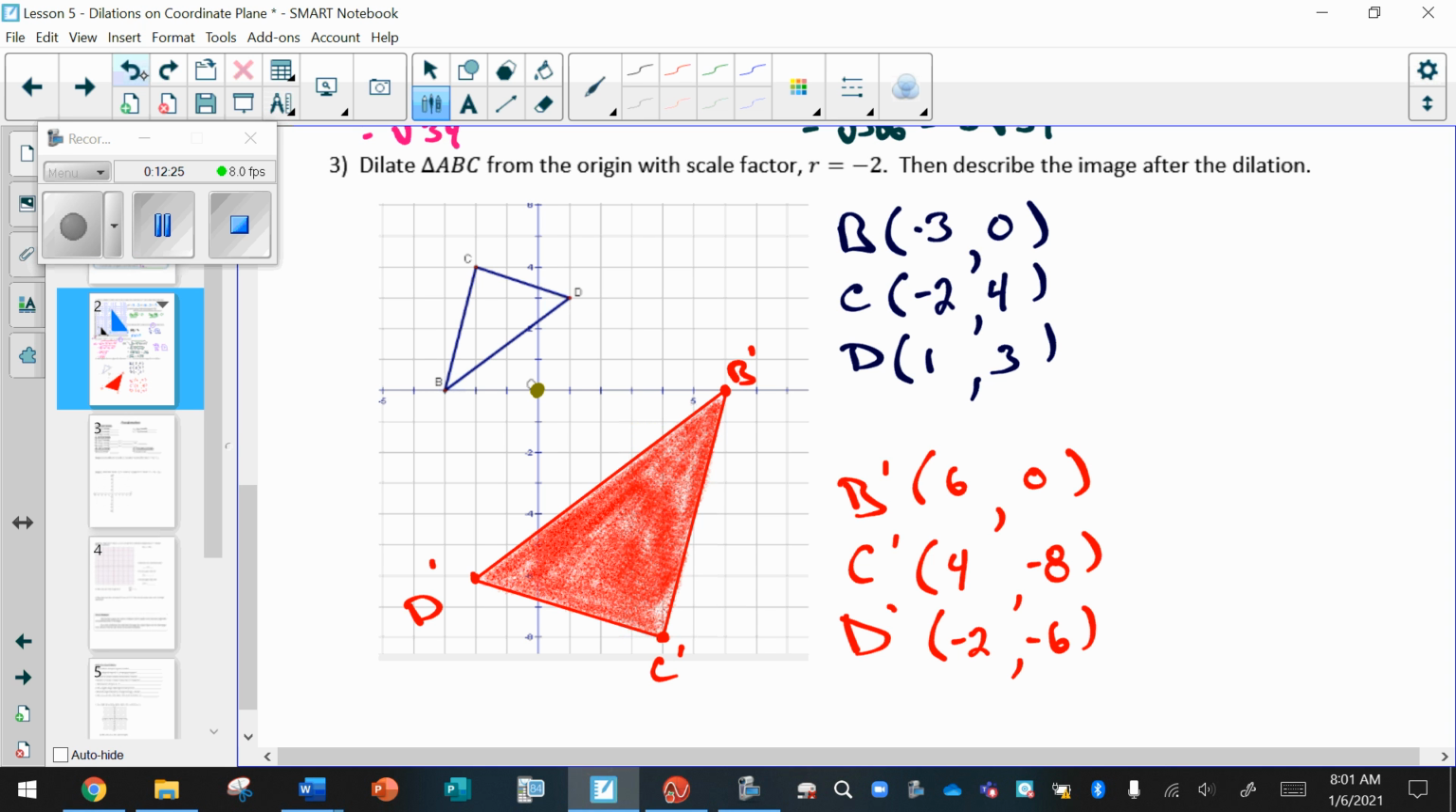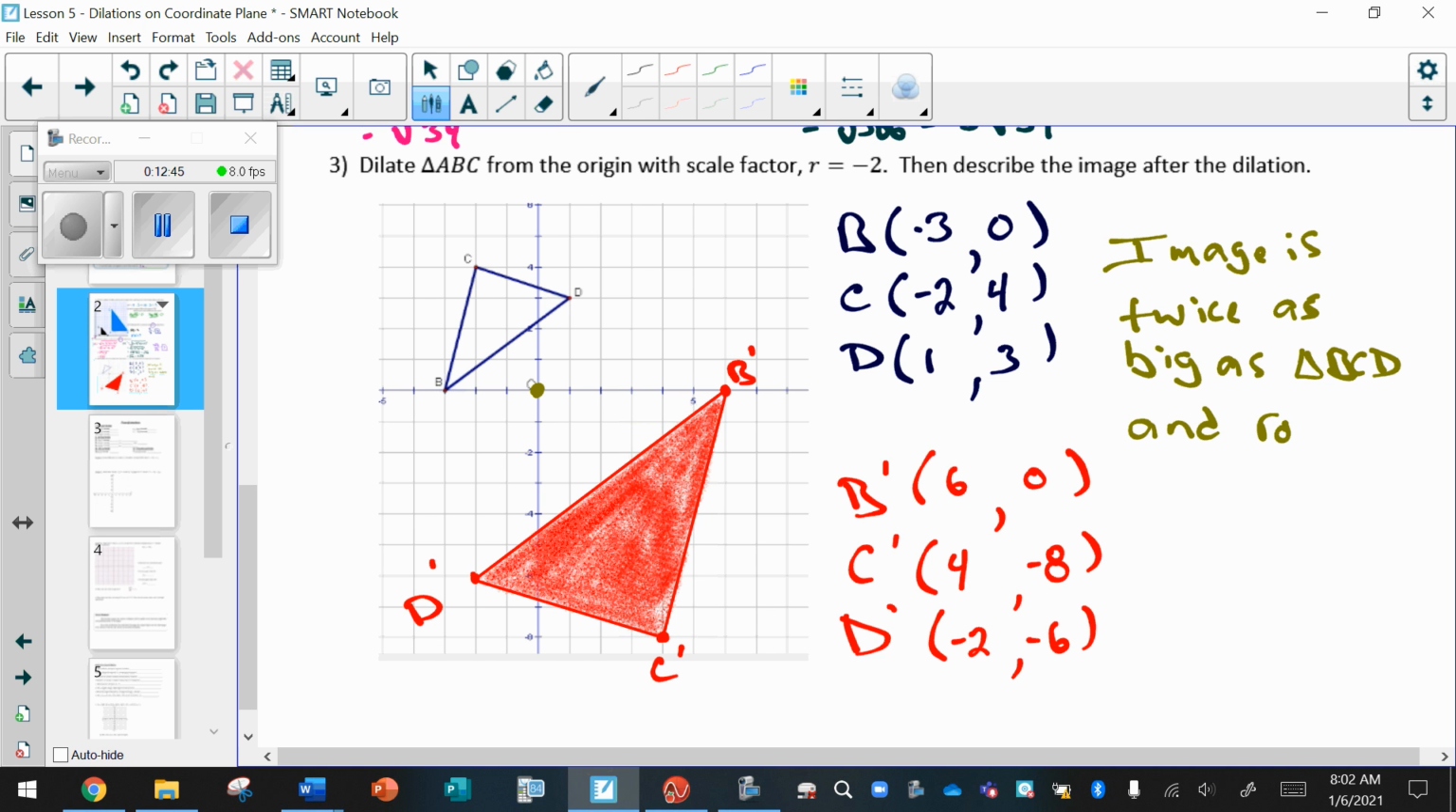So what happened was our image is twice as big as the original triangle BCD, and it looks like it was rotated because we went in the opposite direction. It looks like it was rotated 180 degrees about the origin. So those two things happened because of the negative scale factor. It doubled the size like we're used to seeing, but also rotated and changed where it was located.